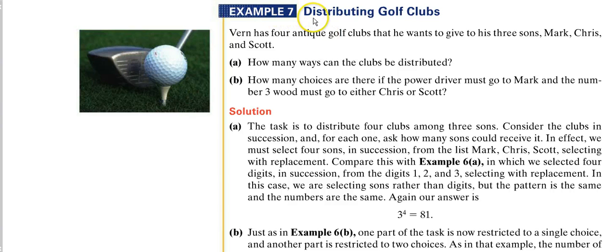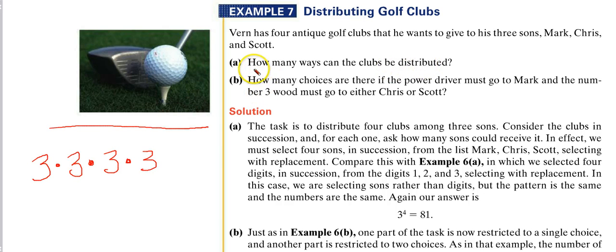In example 7, we're distributing golf clubs. Vern has 4 antique golf clubs and wants to give them to his 3 sons, Mark, Chris, and Scott. How many ways can the clubs be distributed? So for question 1, as we see here, how many ways can the clubs be distributed? And again, 4 antique clubs, 3 sons.